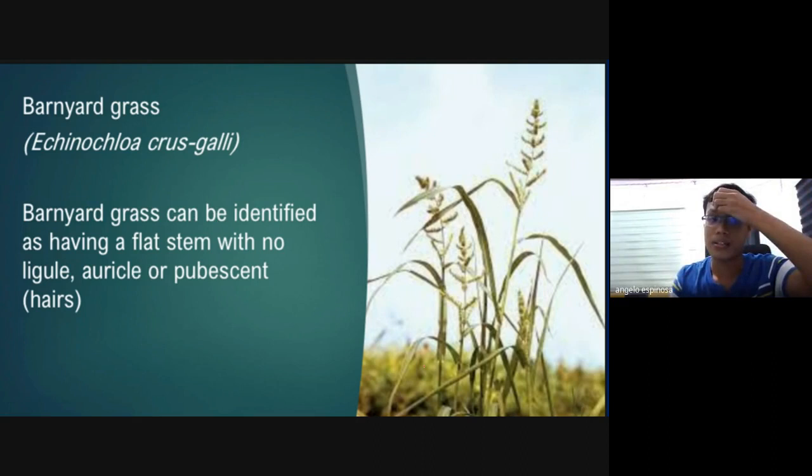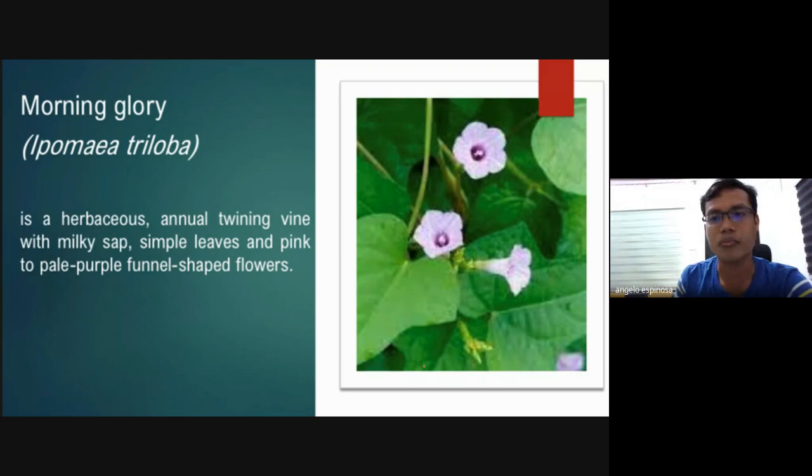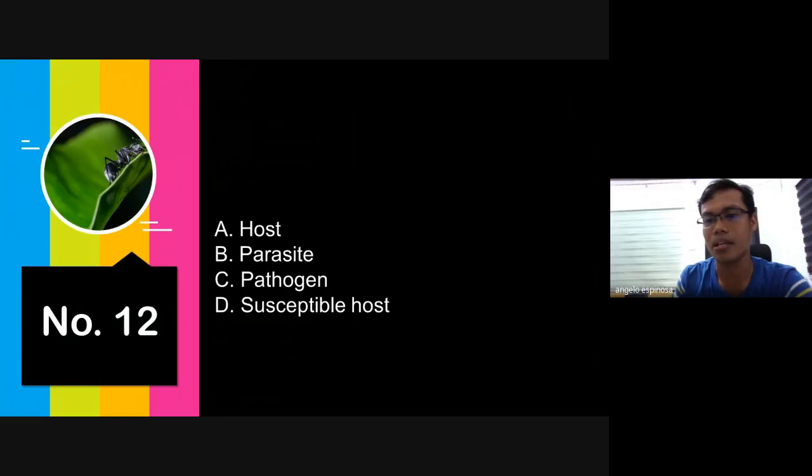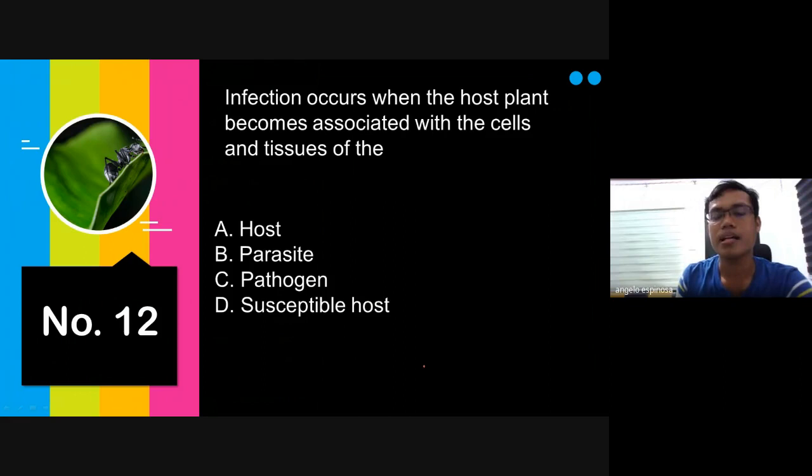And then we have morning glory. So this is a morning glory, Ipomoea triloba. It is a herbaceous annual, a twining vine with milky sap, simple leaves, and pink to pale purple funnel-shaped flowers. It is a broadleaf. As you can see, yung kanyang leaves niya, it is a broadleaf. Okay, so the correct answer for that is morning glory. Next, number 12, infection occurs when the host plant becomes associated with the cells and tissues of the blank. A, host. B, parasite. C, pathogen. D, susceptible host.